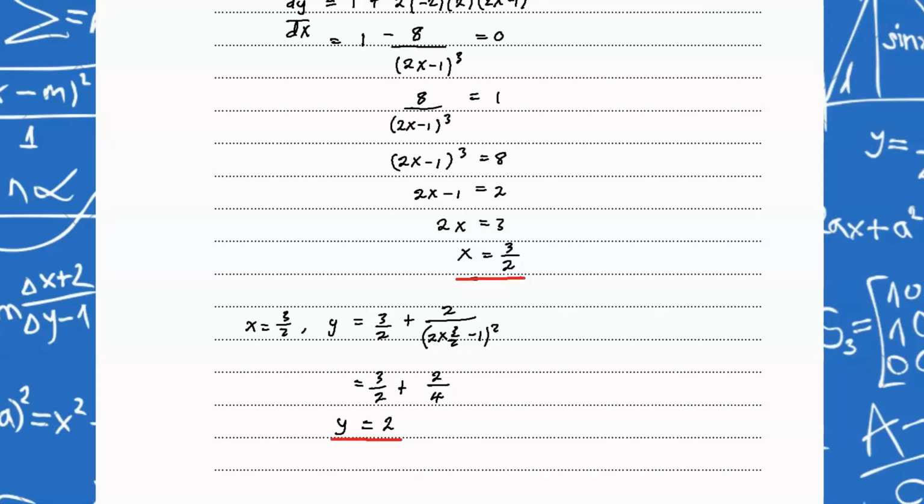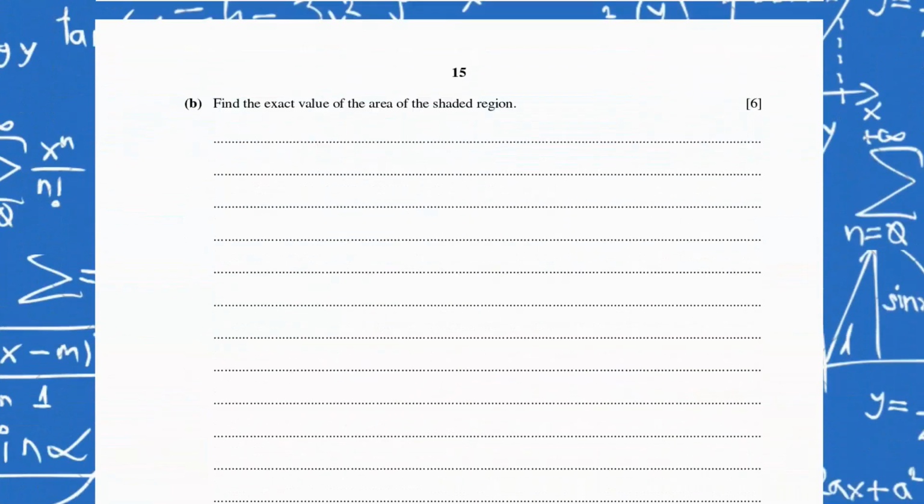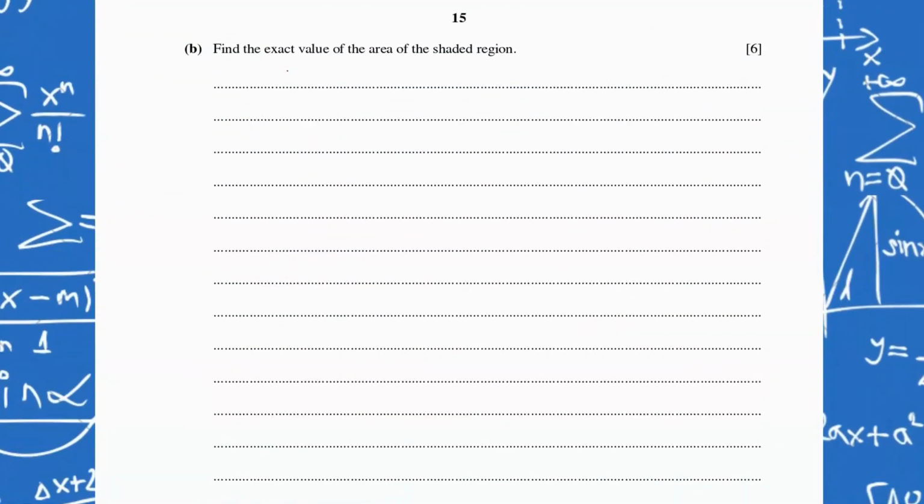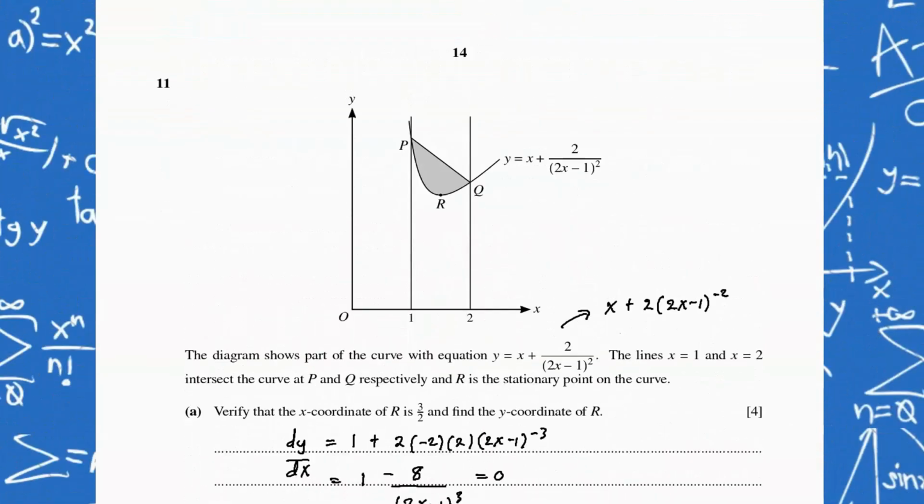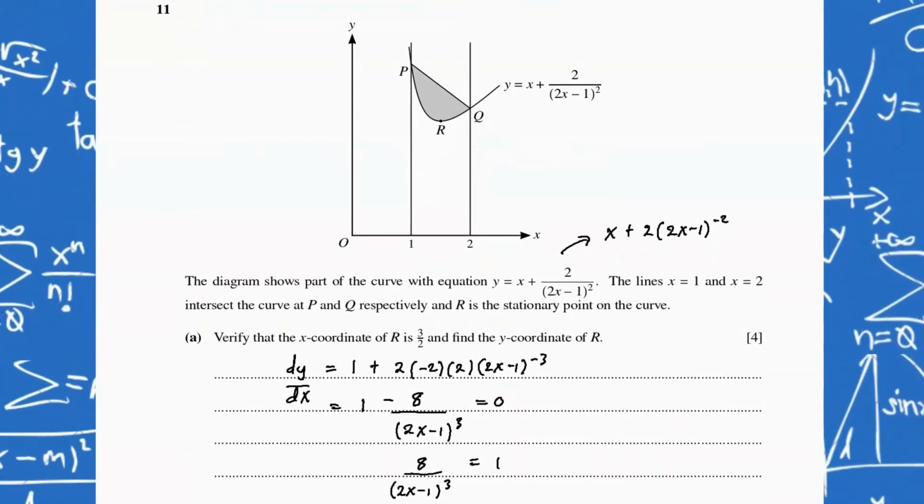And the y coordinate here is indeed 2. Alright, let's go on to the next part, which is part B, which says find the exact value of the area of the shaded region. Alright, so let's take the diagram, the original graph right here.